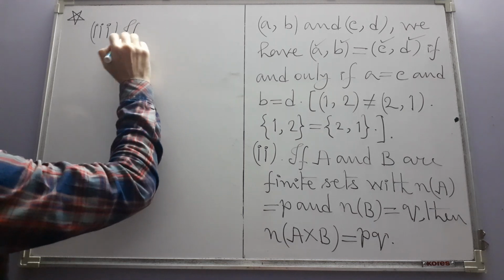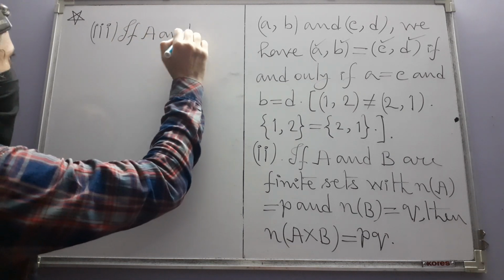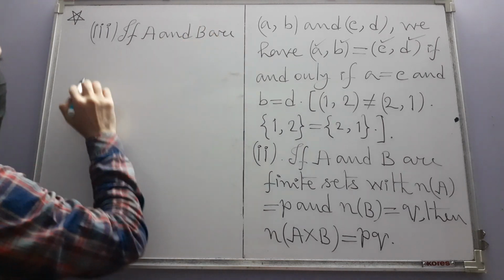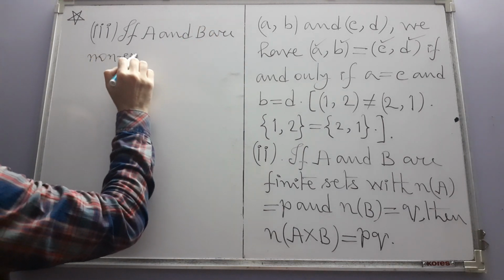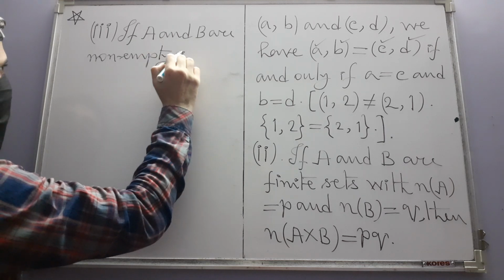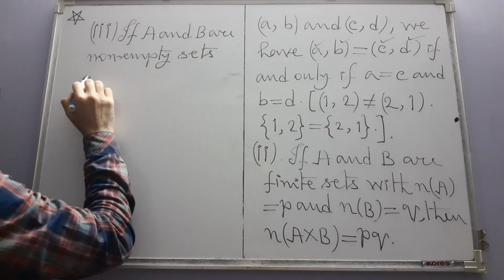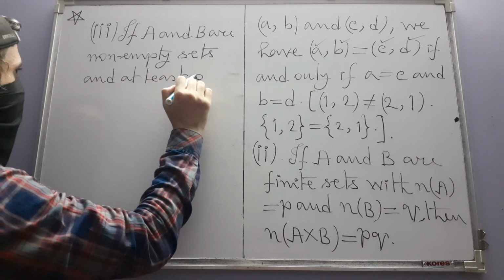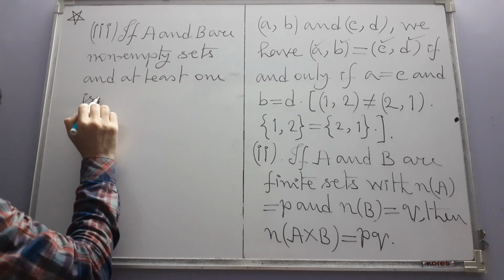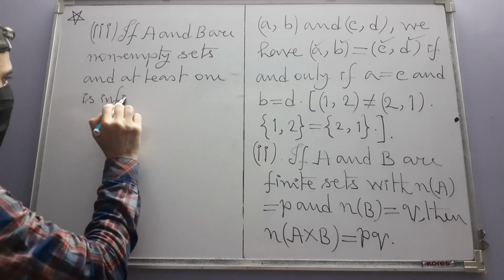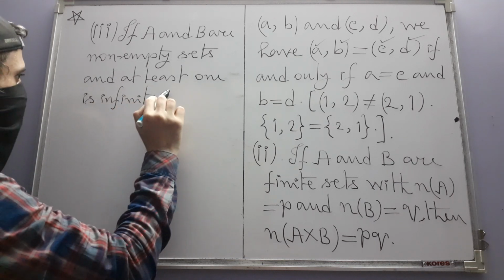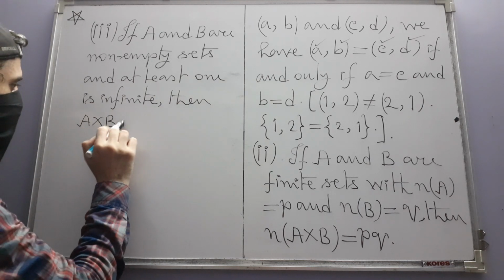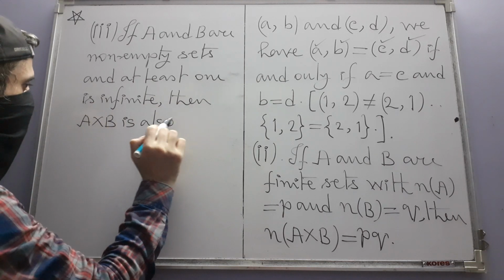If A and B are non-empty sets and at least one is infinite, then the Cartesian product is also infinite.